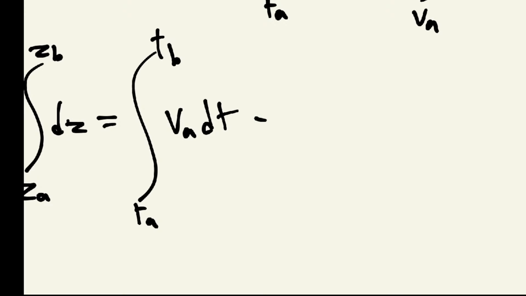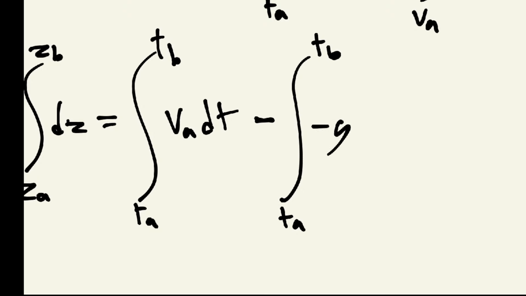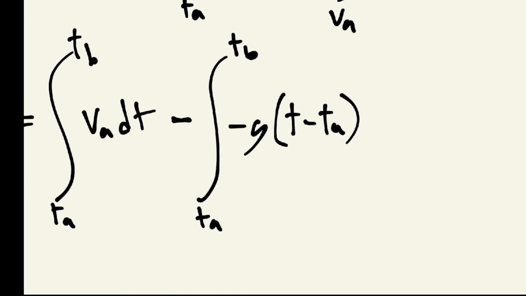That's how integration works. Minus another integral, and this time it's still going to be t's, t sub a to t sub b, of minus g times t minus t sub a, dt.